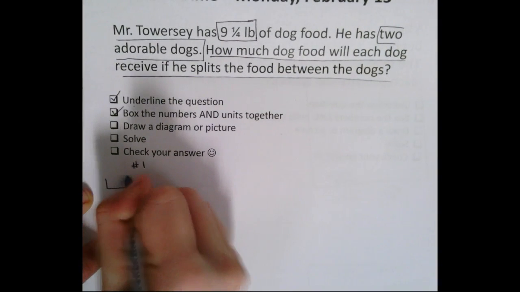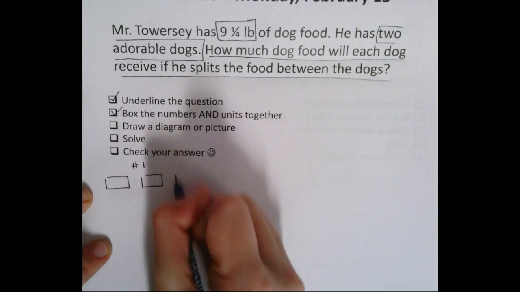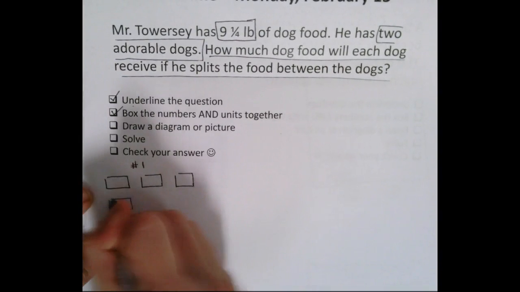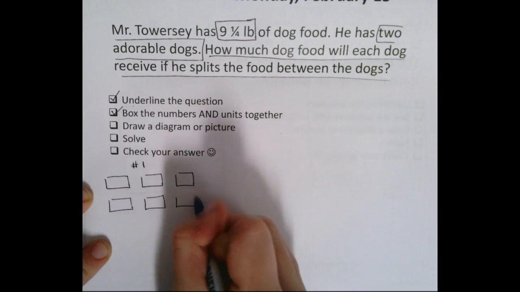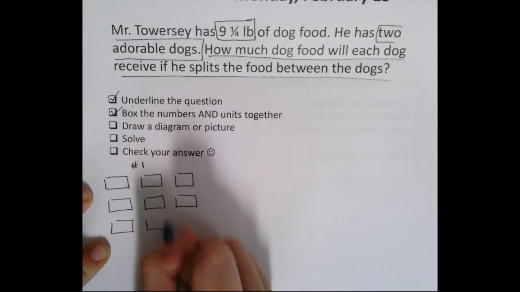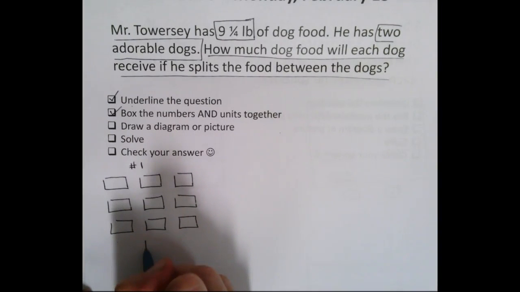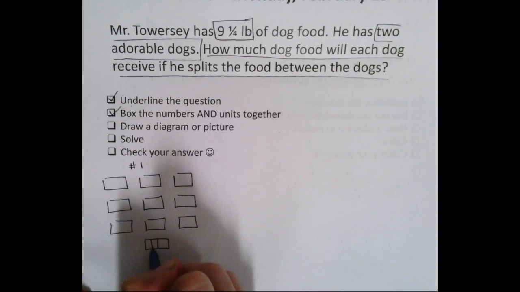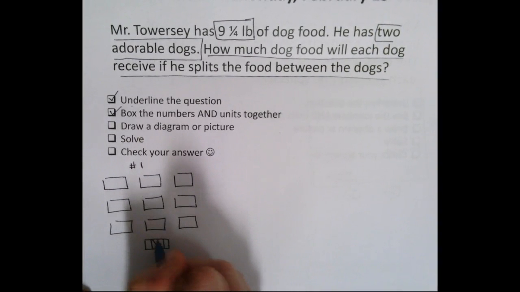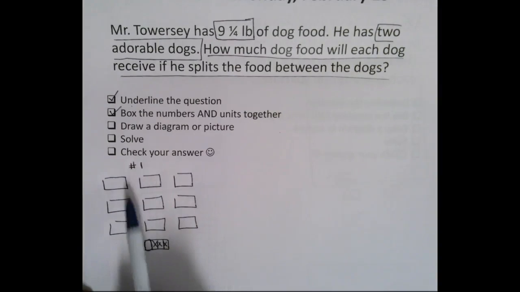So I'm going to draw 1, 2, 3, 4, 5, 6, 7, 8, 9. So that's 9, and then 1/4 of a pound, that's only going to be this piece right here. So he has 9 whole pounds and then 1/4 of a pound of dog food. And he's going to split this between two dogs.